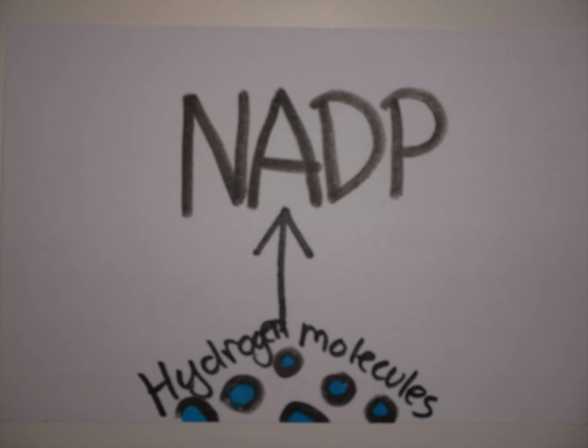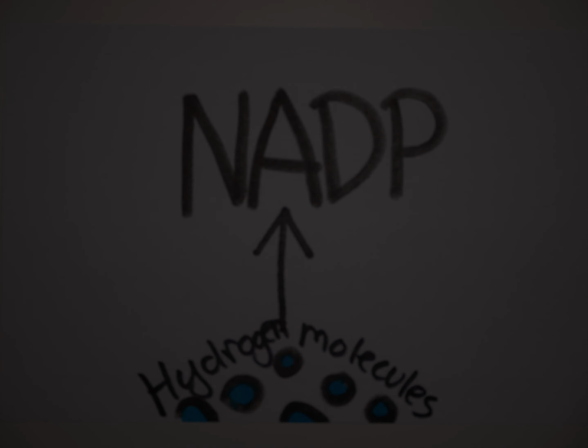The other energy we're going to be looking at is NADP. Do you remember that hydrogen from before, from our light-dependent cycle? Well, here's where that finally comes into play. This hydrogen ion is added to the NADP and gives it more energy.